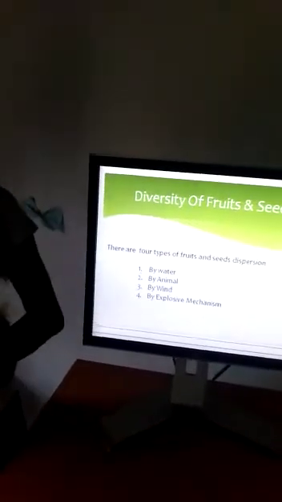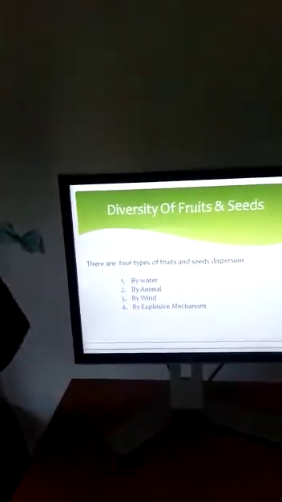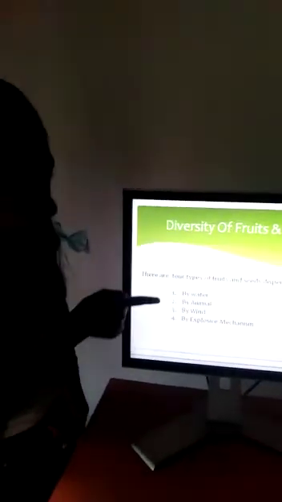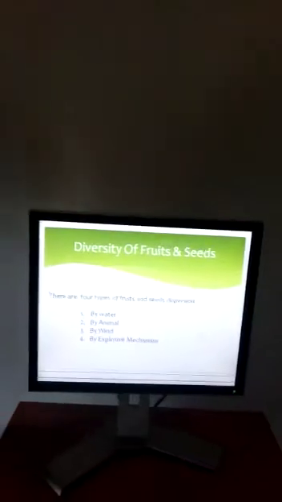Diversity of fruits and seeds. There are 4 types of fruit and seed dispersal. They are by water, by animals, by wind and by explosive mechanism.